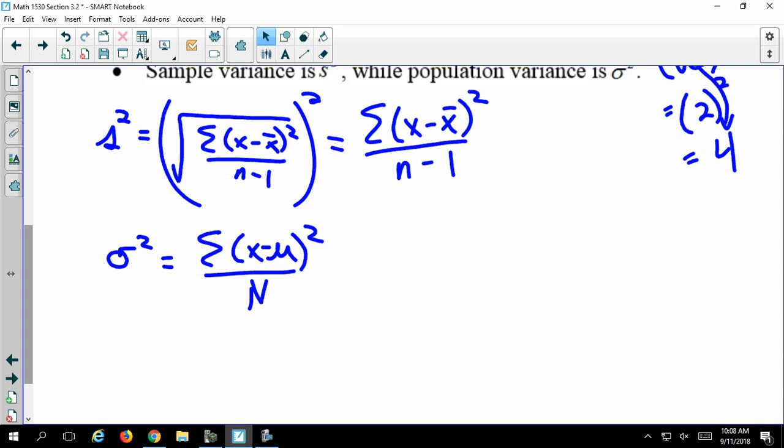For s, you are subtracting the sample mean, and you're dividing by n minus 1. And with population standard deviation, sigma, you're subtracting the population mean, and you're just dividing by n. You're not doing the subtract 1. The means are calculated exactly the same way. So the only real difference when you're doing the calculation is for the sample, you subtract 1 on the bottom, and for the population, you don't. That's the only difference.